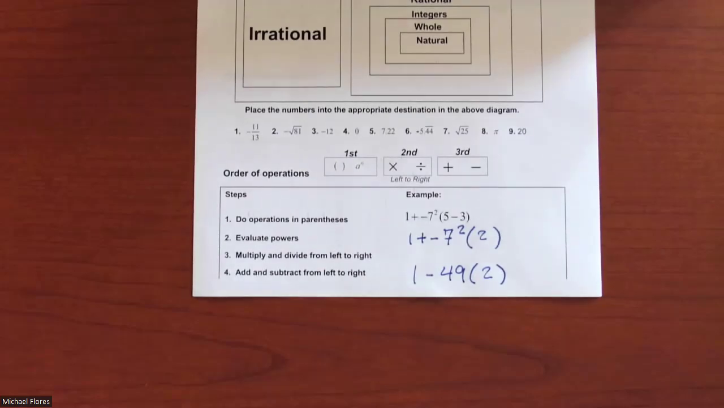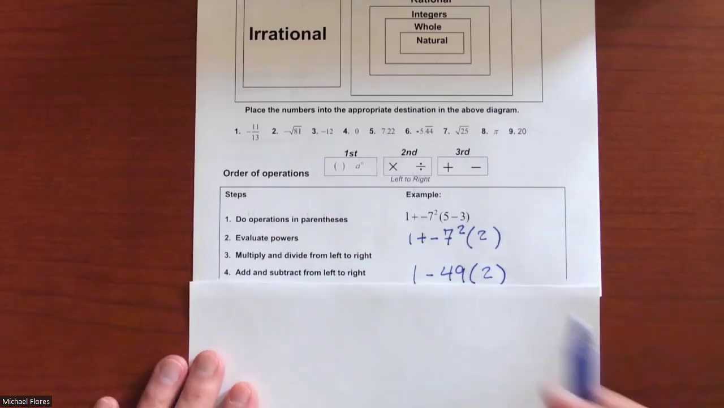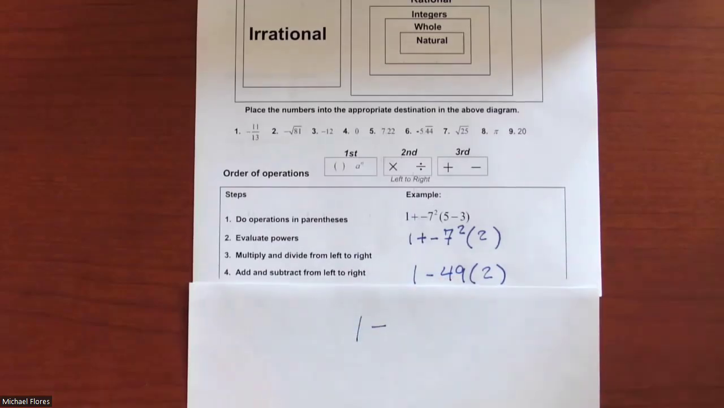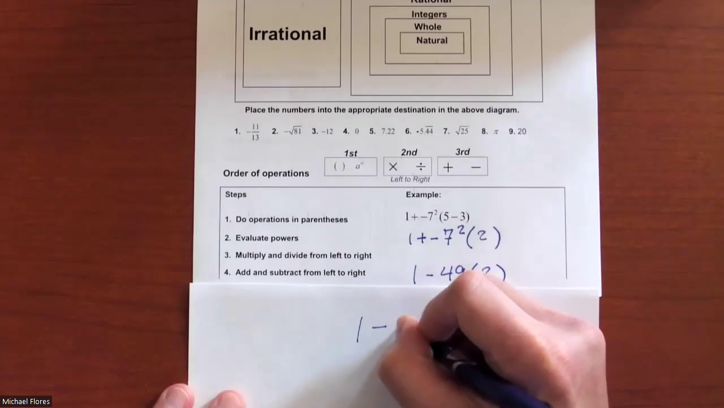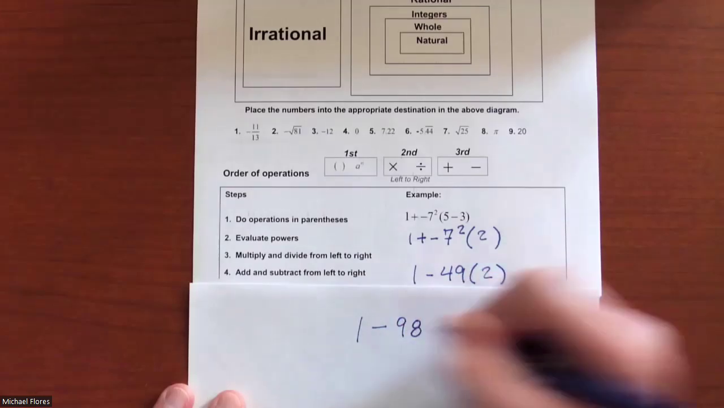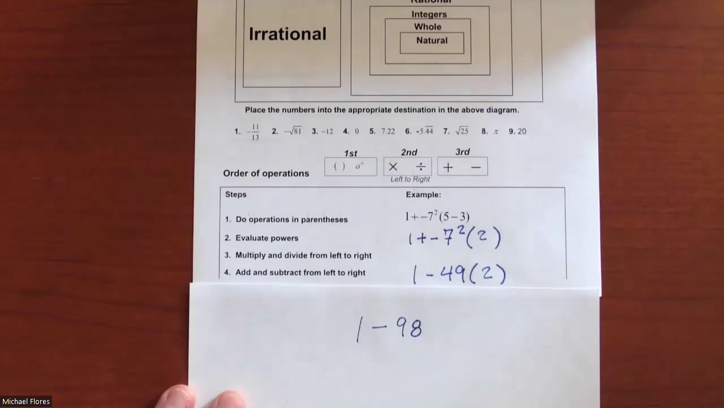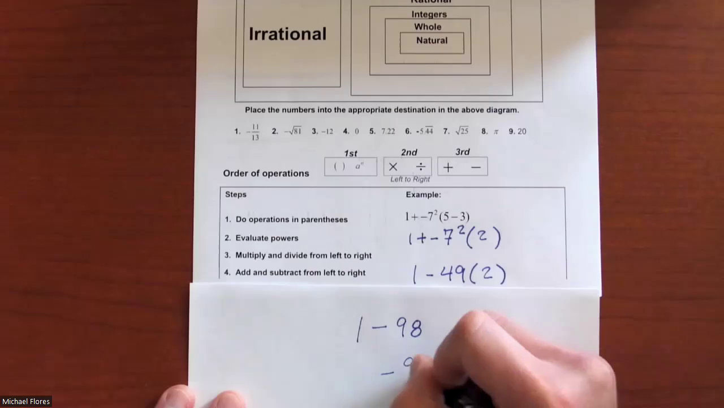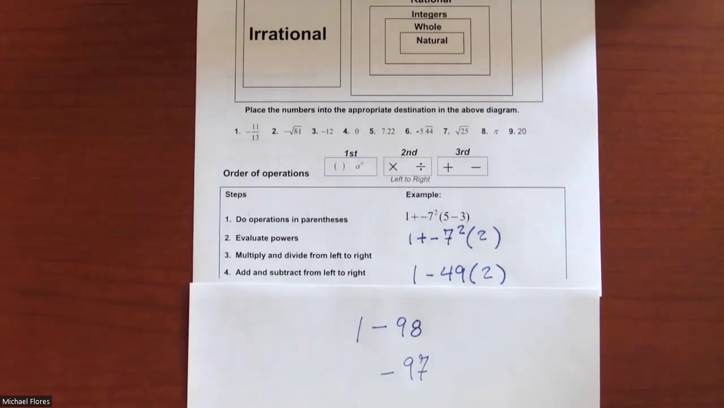Now comes multiplication, division. We do have multiplication. We are distributing. Let's distribute this 49 to the 2. What is that? 49 times 2, is that 98? I think. 49 times 2, 98, yeah. And now that we've done the multiplication, do we have any addition, subtraction? We do. 1 minus 98 is negative 97. And that is your final answer. Move over to side 2.